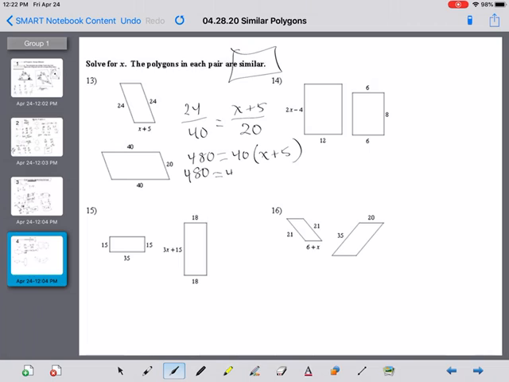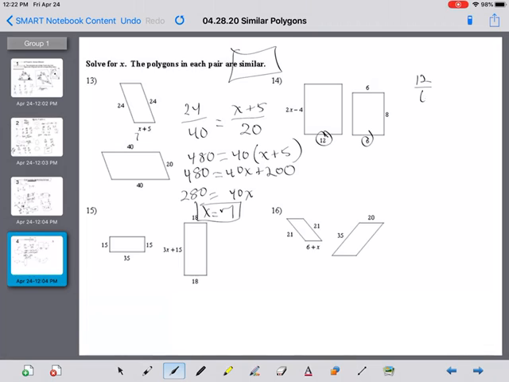So then distributive property. You could also divide by the 40 first if you prefer. Okay, then minus 200 from both sides. And then 280 divided by 40 is equal to 7. So the x would equal 7. That side length would be 7 plus 5 is 12, but it only asks for x. Okay, and we'll do 14, and then I'll have you try 15 and 16.